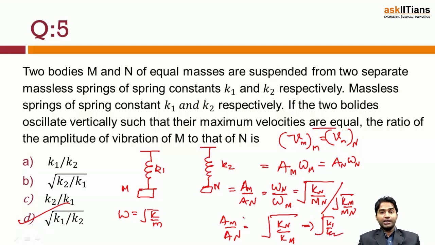So in this question, we need to find the maximum velocity, which should be equal to the maximum displacement, that is amplitude, multiplied by angular frequency. So A_M omega_M is equal to A_N omega_N. A is amplitude, omega is angular frequency. Angular frequency in terms of spring constant k and mass is given as under root k by m. We take the value from that and put it in the ratio of the two amplitudes, A1 upon A2 or A_M upon A_N, which is equal to under root of k_N upon k_M, and finally we get k1 upon k2 whole under root. Hence option D is the answer of this question.